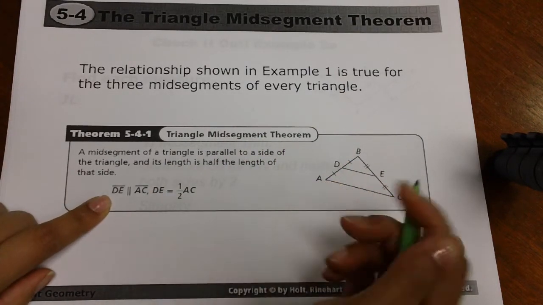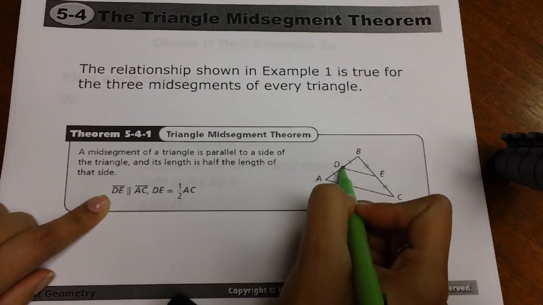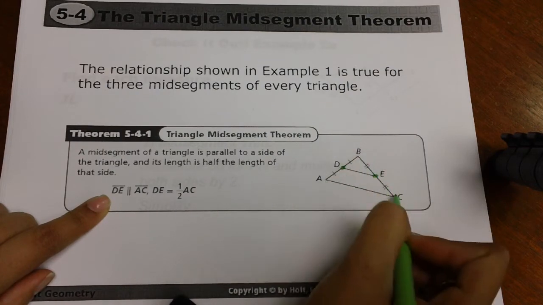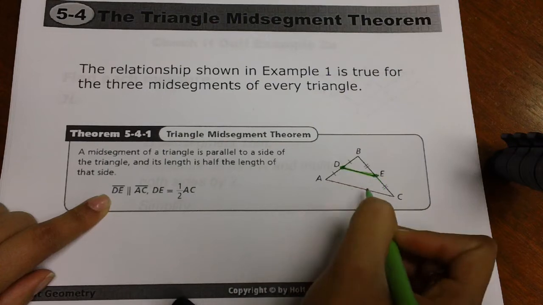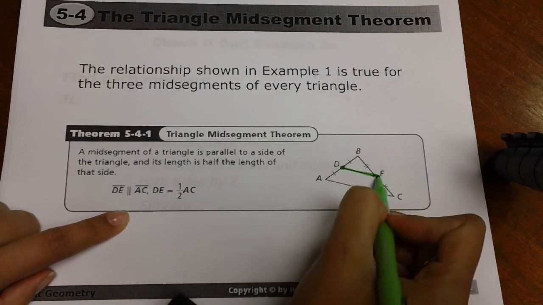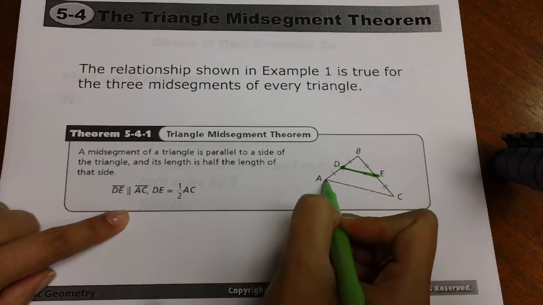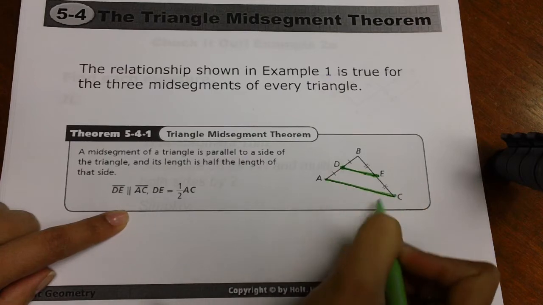That says if I have the midpoints of two of the sides in a triangle and I connect them, this line that I've created is going to be half of the baseline for that triangle.